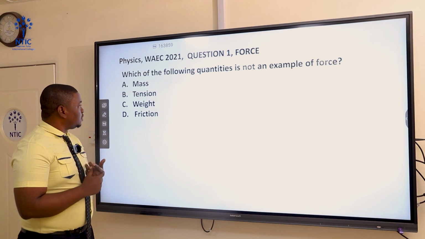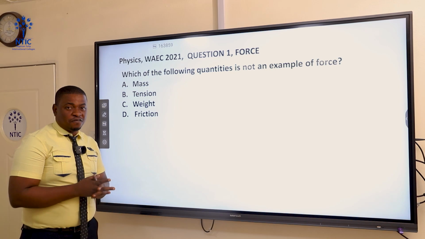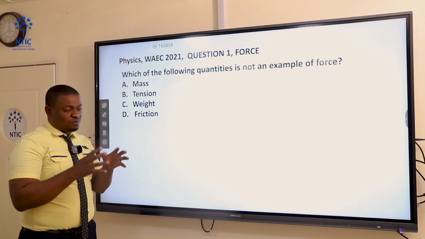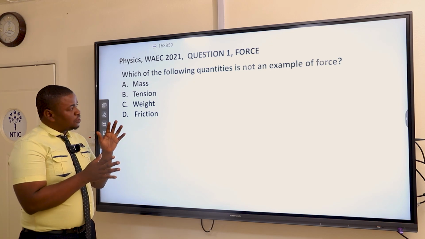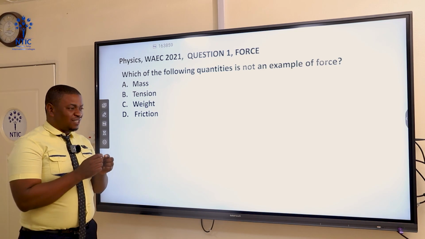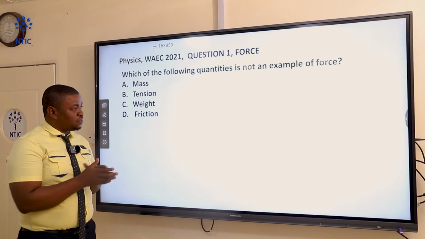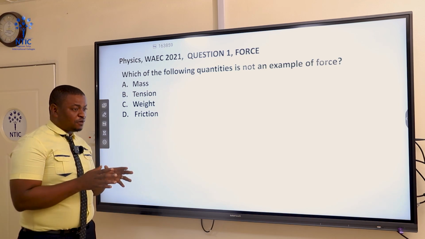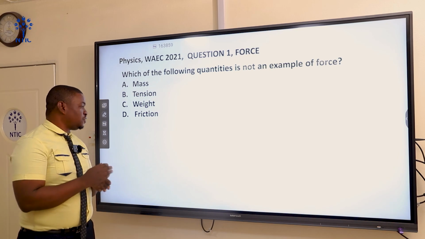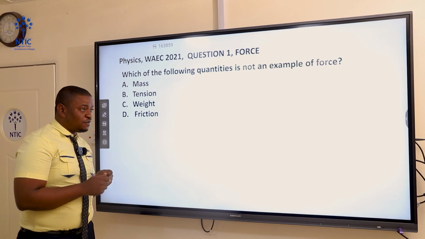Now, option A, mass. Mass is the component of matter. That means the constituent of a matter is what matter is made up of. B, tension. Tension is a force that tends to extend an object. And C, weight. Weight is a force that pulls an object to the center of the earth. And D, friction. Friction is a force that opposes the motion of two objects moving relative to each other.